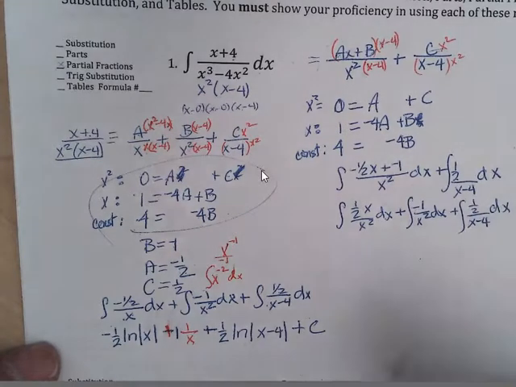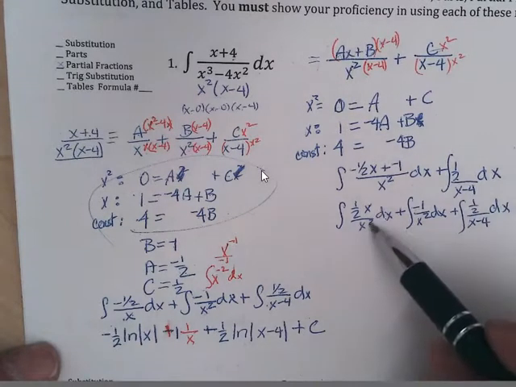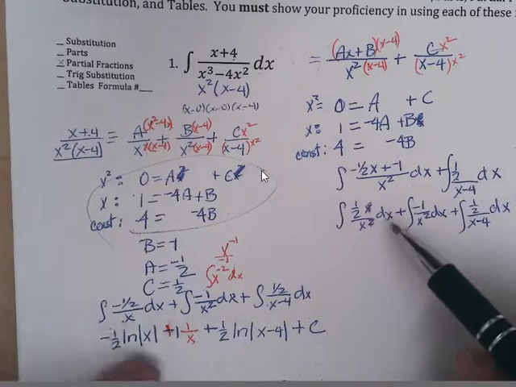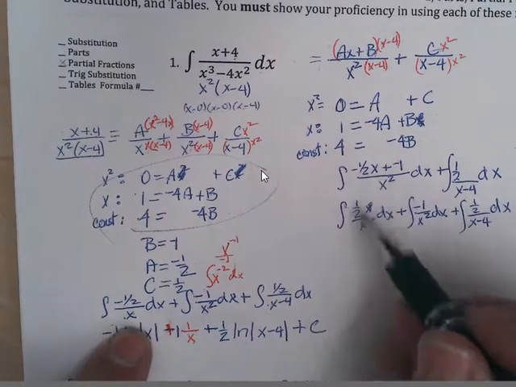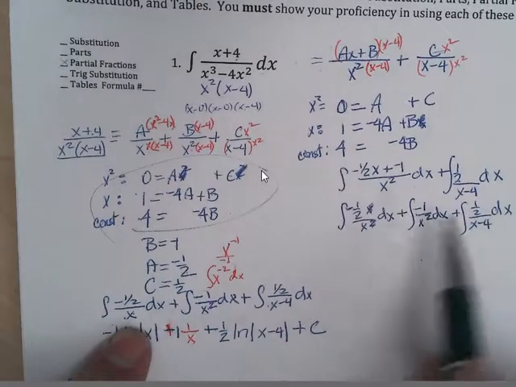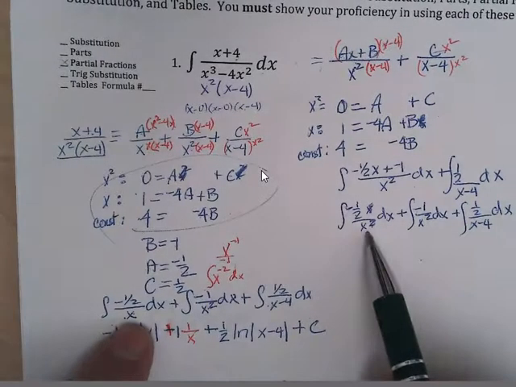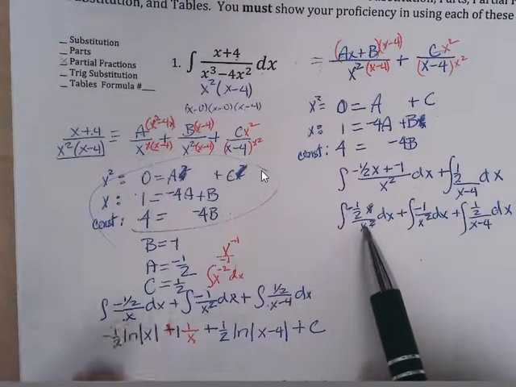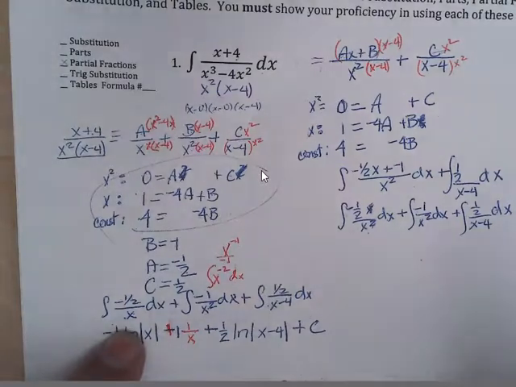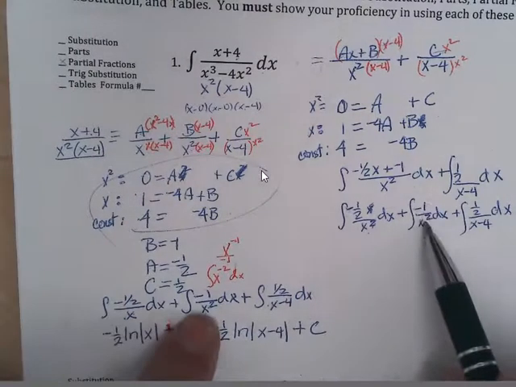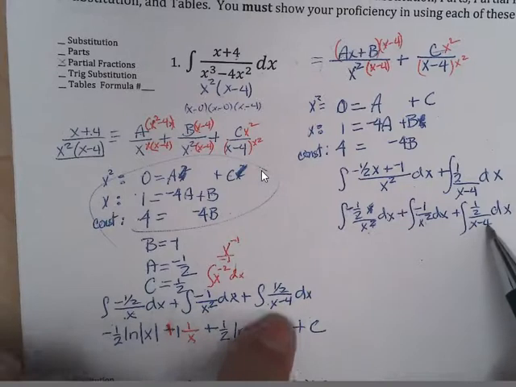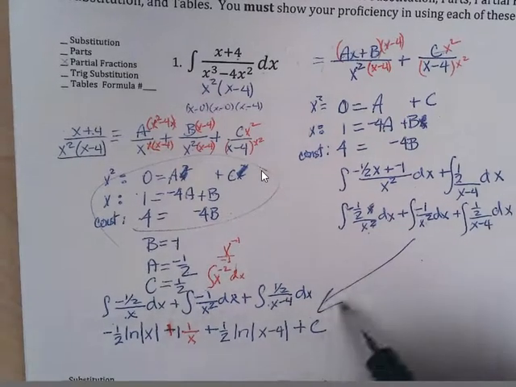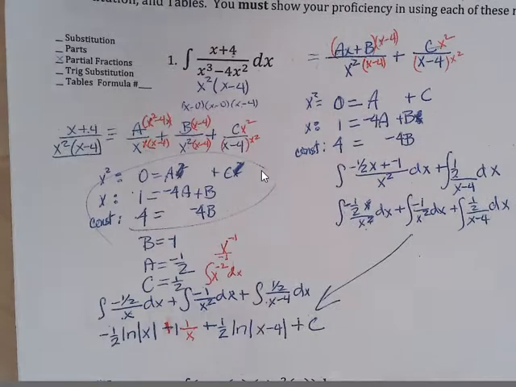And this x will cancel one of these, and I get negative 1/2 over x, which I had there. I get negative 1 over x squared, which I had there. And I get 1/2 over x minus 4, which I had there. So this turns out to be the same answer.